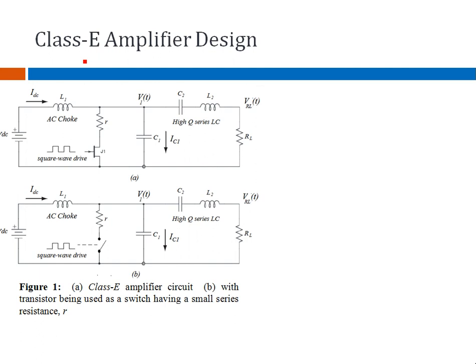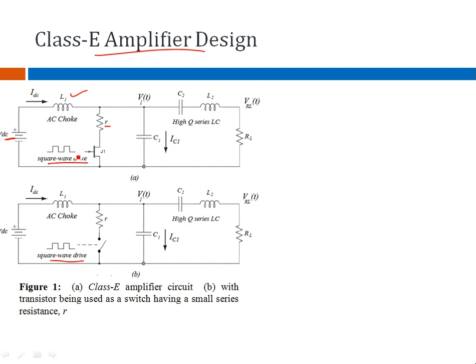So this is a basic topology of a Class E amplifier, and what you're looking at over here is that it doesn't have any AC source. There's a battery connected to an AC choke, a large inductance, and then you have a JFET, or it could be a MOSFET as well, which is being used as a switch. There's a square wave drive that is driving the gate of the JFET, and as the pulse comes in, the JFET turns on, and this R is representative of the switching resistance. So we have a switch that is being controlled on and off by the square wave drive.